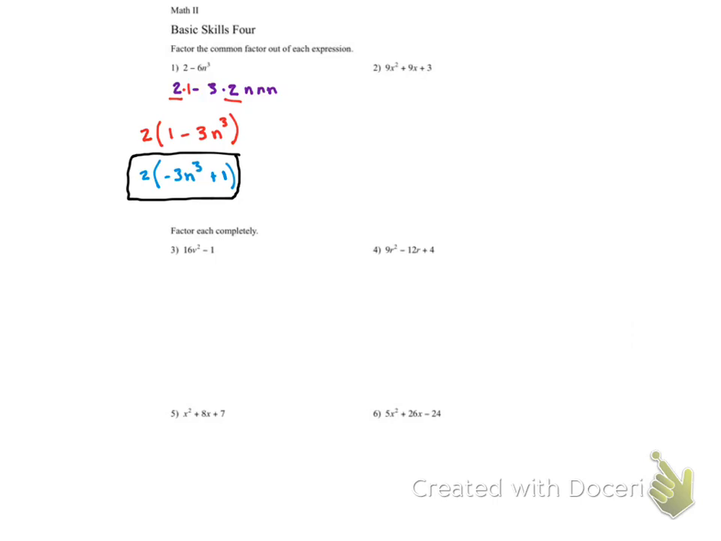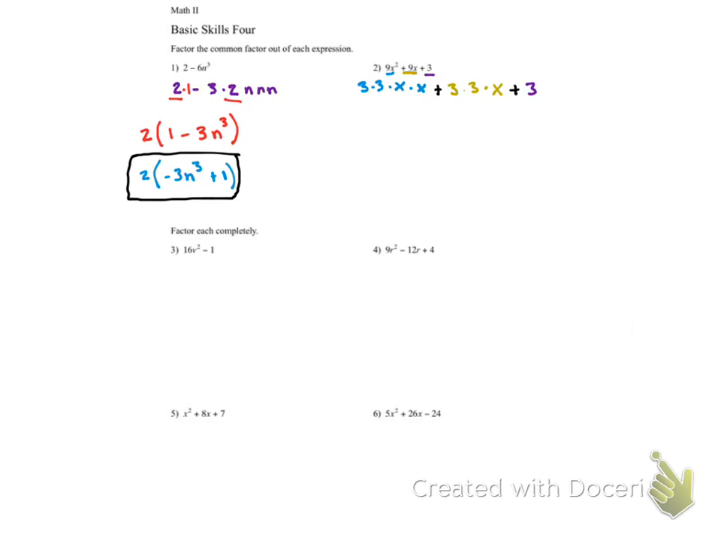Now number 2, let's start breaking all these down. 9 breaks down into 3 times 3 times x, right? X squared breaks down into x times x. So we did this in blue. Let's do this in gold. 9x breaks down into, so here's our plus sign, 9 breaks down into 3 times x. And then let's break down the last one, which is just a 3. 3 doesn't break down. We leave that there.